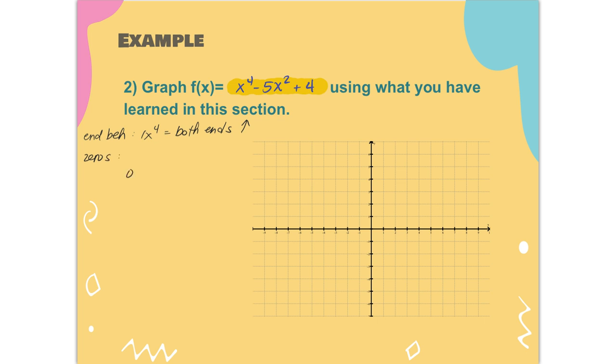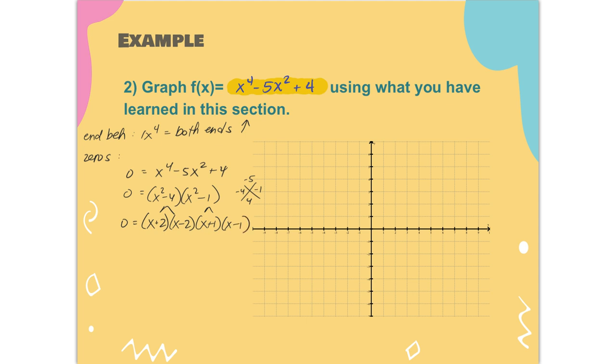I'm going to set the equation equal to 0: x to the 4th minus 5x squared plus 4. If you remember how to factor these with a 4th and a squared, we said we can do that like a quadratic. What multiplies to 4 and adds up to negative 5? That's minus 4 and minus 1. So x squared minus 4 and x squared minus 1. At this point, we can keep factoring. This is x plus 2, x minus 2, and this one here is x plus 1, x minus 1.